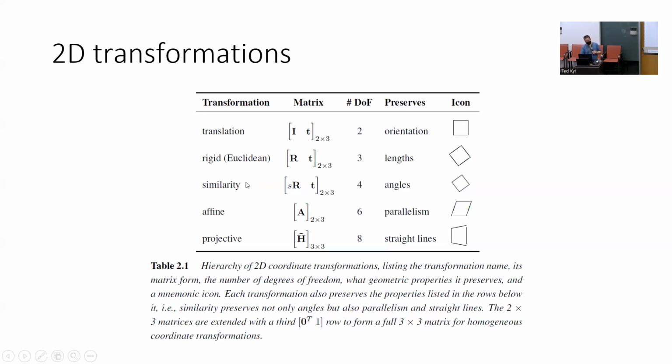Similarity is more general. Okay, it doesn't preserve length anymore, so something can get bigger, it can scale. An affine transformation then doesn't even preserve angles, but things that were parallel stay parallel. And then the final one, projective, it doesn't preserve any of the above. The only thing it preserves is that if something was a straight line, it stays a straight line, but its length, angle, what it's parallel to, all of those things can change.